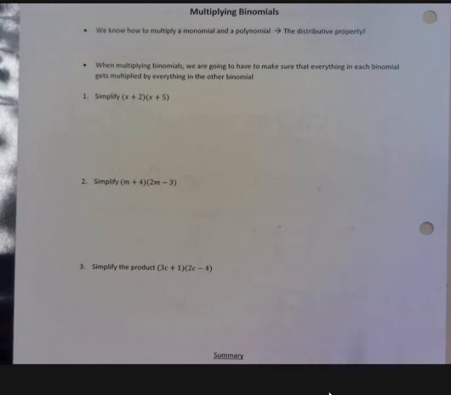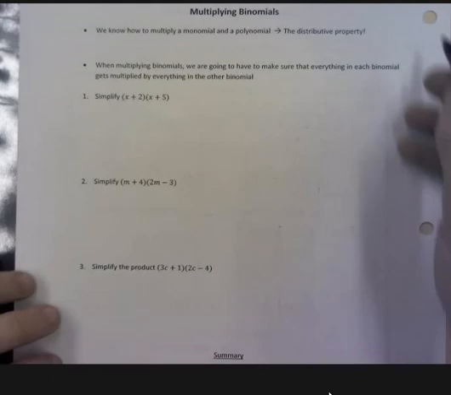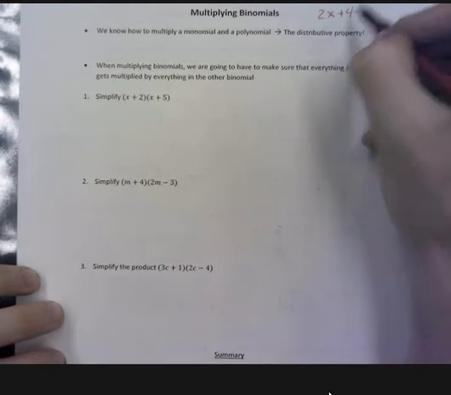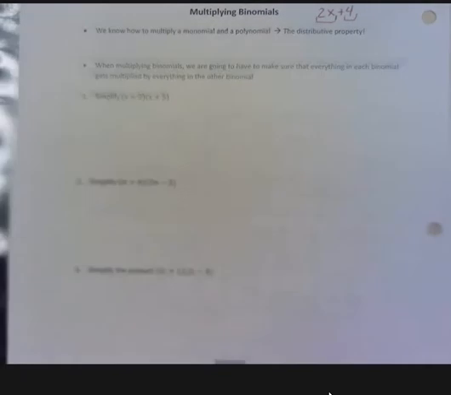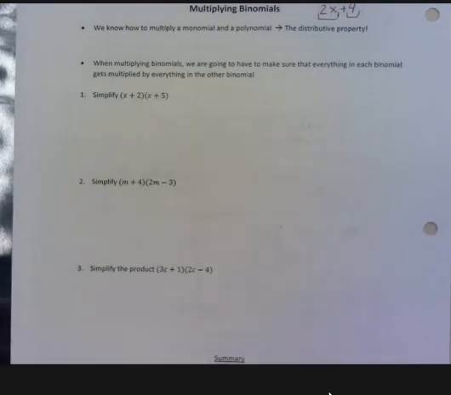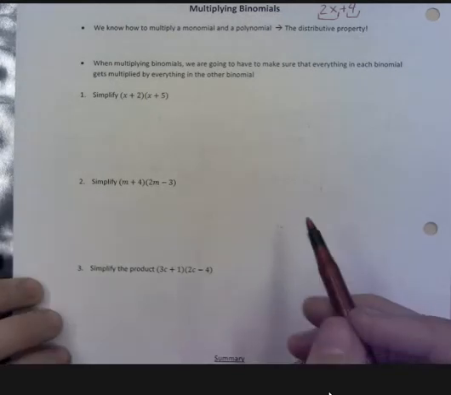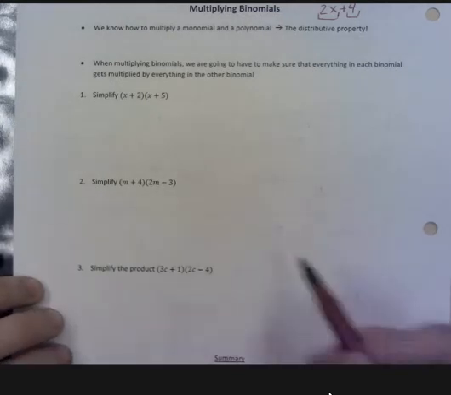Today is multiplying binomials. Remember, binomials have two terms. One term, two terms. That's just a special type of polynomial. All right, so just a quick reminder. We do know how to multiply a monomial and a polynomial. Simply use the distributive property.